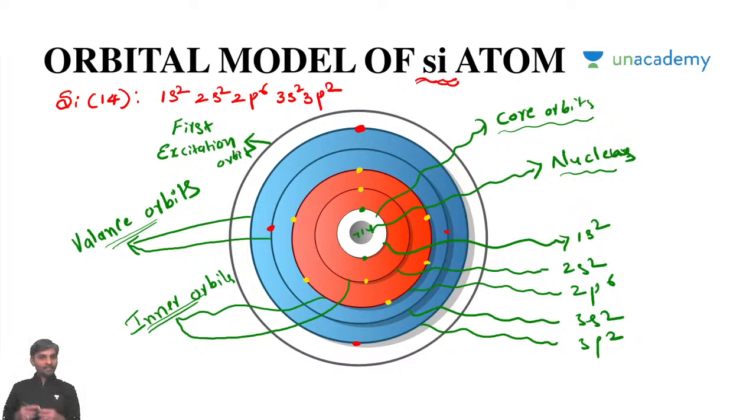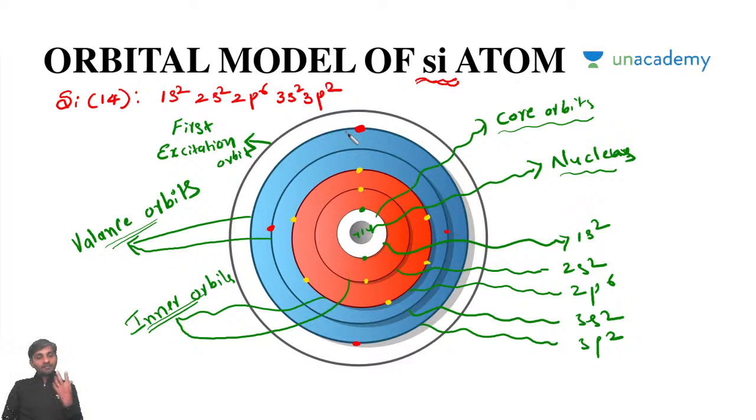Harika, you are right. It means the outer valency electron, whenever it gains some amount of energy. I am talking about 3p2, these two electrons. These two electrons will get some energy and go to the next energy level, and that energy level is called the first excitation orbit.